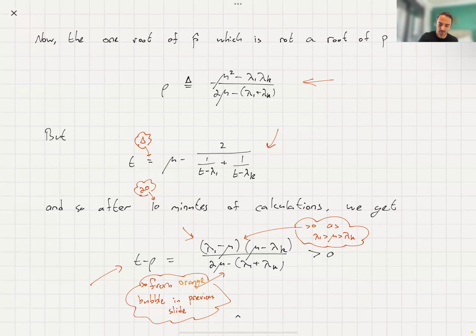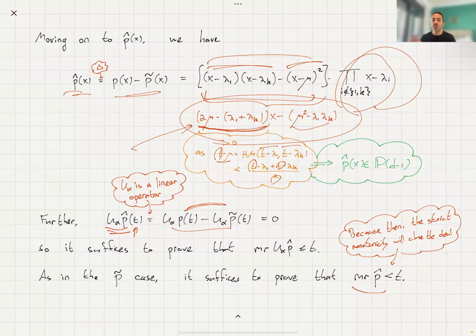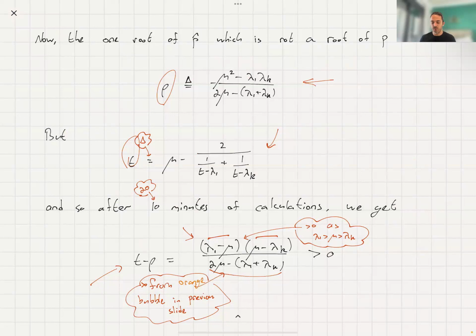Okay, so that's rho, that's t. You look at the difference, you kind of clean it a little bit, and you get this expression. And this expression is indeed positive because we know that mu is between lambda 1 and lambda k. So both of these are positive. And we also know that the denominator, t mu minus the sum, is positive because we just proved that before, when we proved that this is indeed in P_{d-1}, a positive leading coefficient. So you have a ratio of positive numbers, it's strictly positive. So this means that t is at least rho, which is what we wanted.